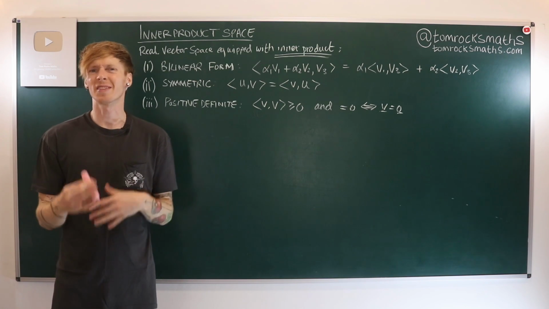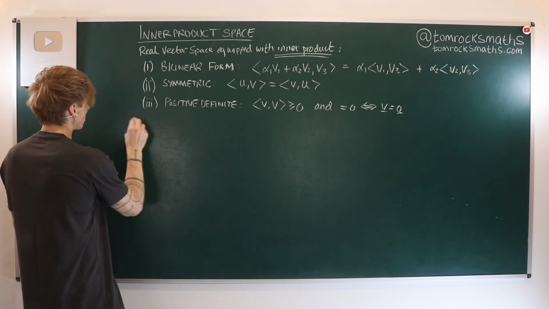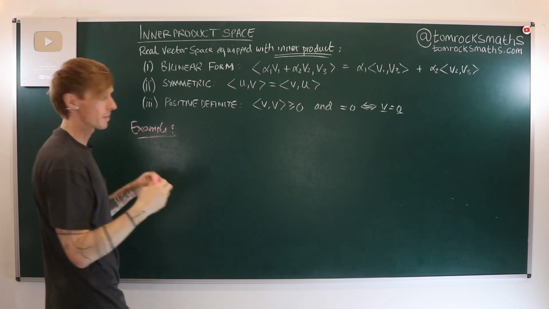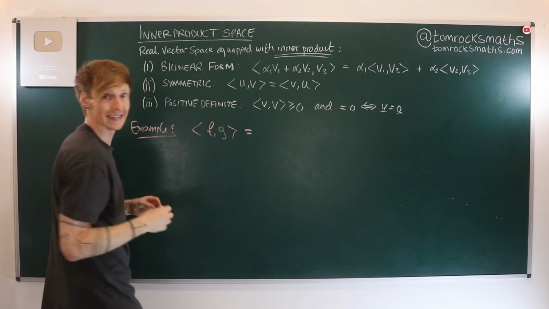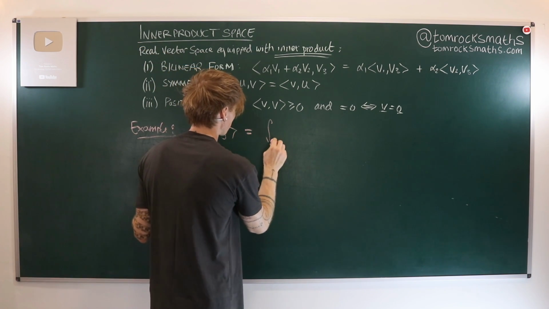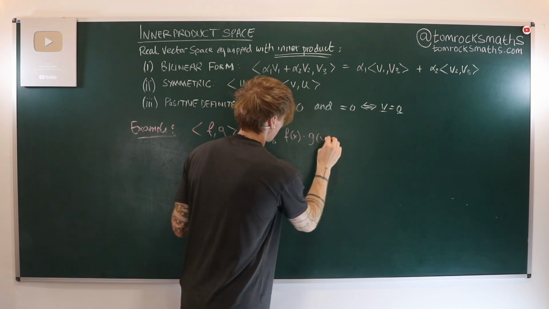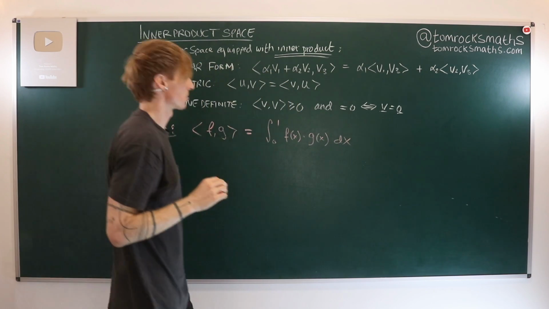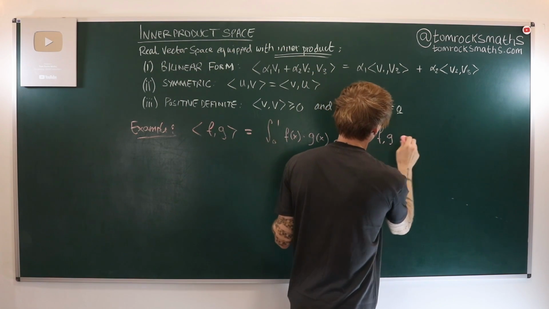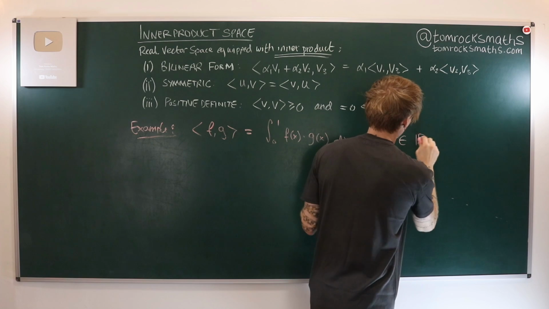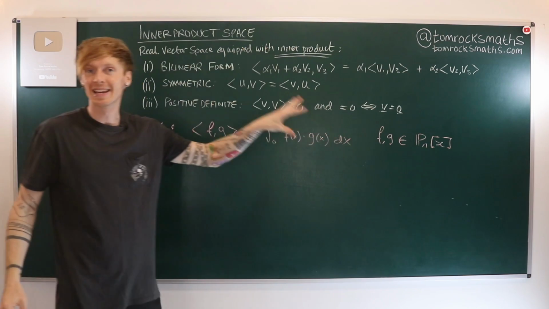To start, we're going to look at a very simple inner product, which is defined as follows. We are going to say that the inner product between two polynomial functions f and g is given by the integral from 0 to 1 of f of x multiplied by g of x, and of course we're doing the integral with respect to x. This is where f and g belong to our polynomial of degree n space of x, which we've seen before is indeed a vector space.